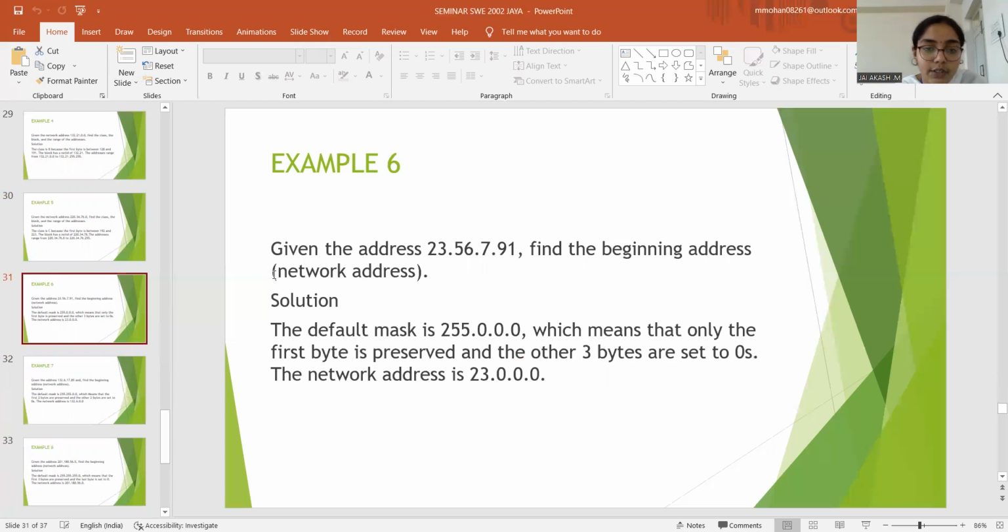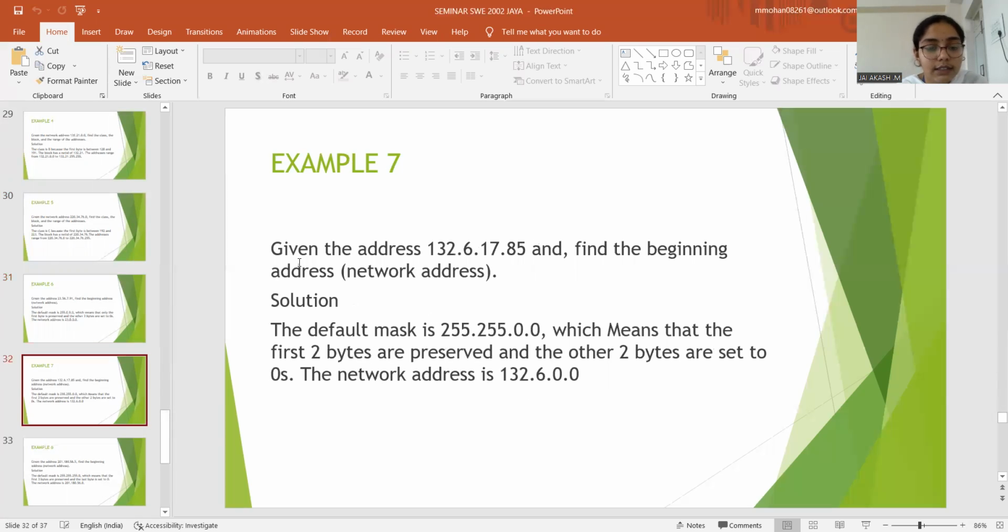Here they have given the address 23.56.7.91 and they told us to find the beginning address. So the default mask is 255.0.0.0, which means that only the first byte is preserved and the other three bytes are set to zeros. So the network address is 23.0.0.0.